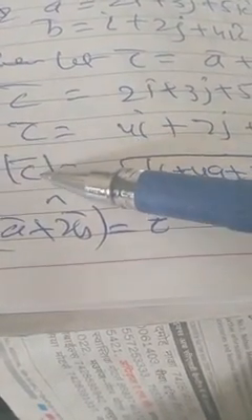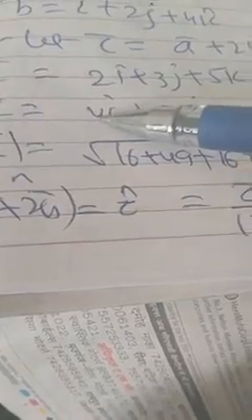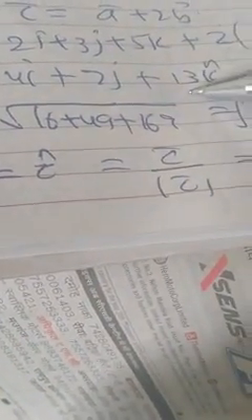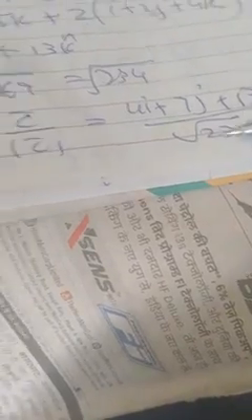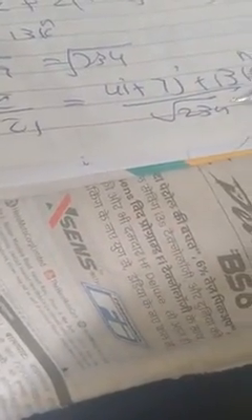So we calculate the mod of c. Mod of c is root over 4 square plus 7 square plus 13 square. 4 square is 16, 7 square is 49, and 13 square is 169. Adding all of these gives 234. So c cap is equal to what? Vector c upon mod of c. C cap is a unit vector, and the value of c cap is (a plus 2b) whole cap. Vector c is 4i, 7j, 13k divided by mod of c, root 234. That is the unit vector in the direction of it.